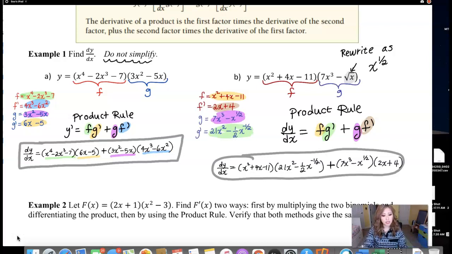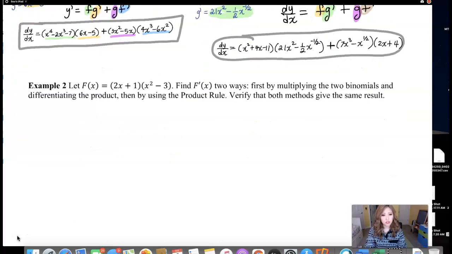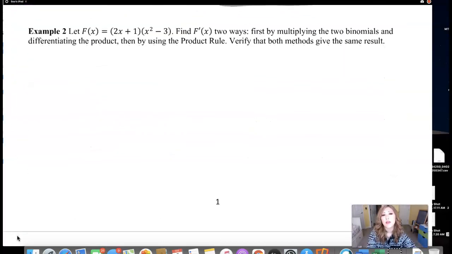Okay, let's look at example 2. So we're going to try it 2 different ways. One way is to use the product rule, and the other way is to actually multiply.